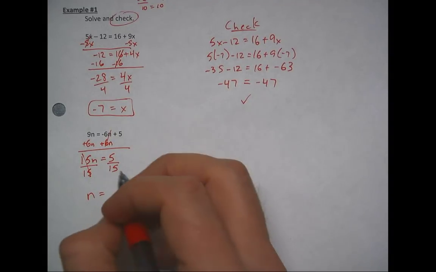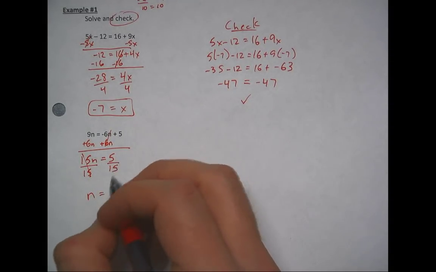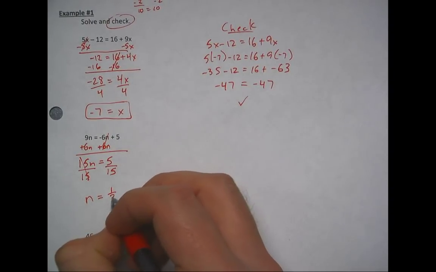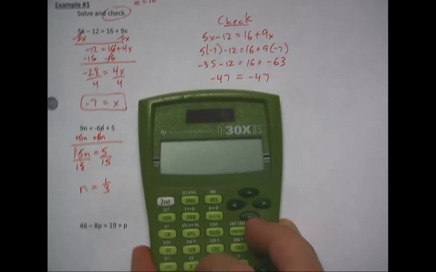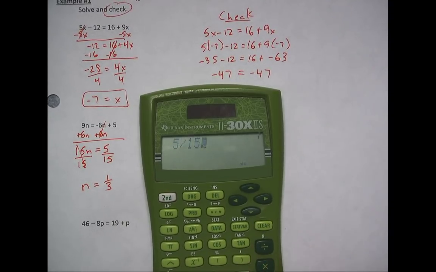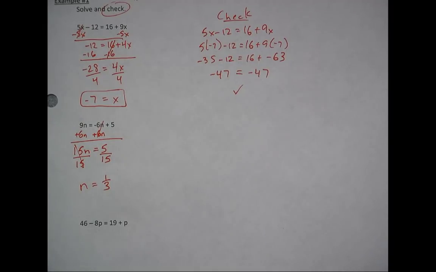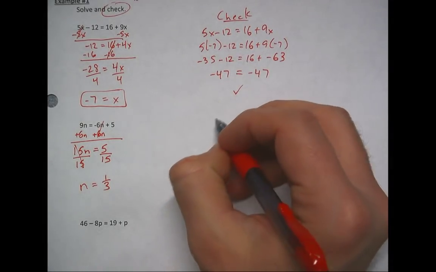It's 0.3 repeated. You can simplify, divide these both by 5. It's 1/3. 5 divided by 15, 0.3 repeated, which is 1/3. So our answer here is 1/3. Let's go to our check.